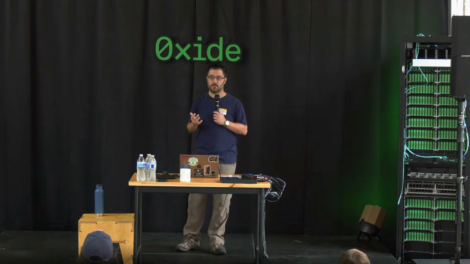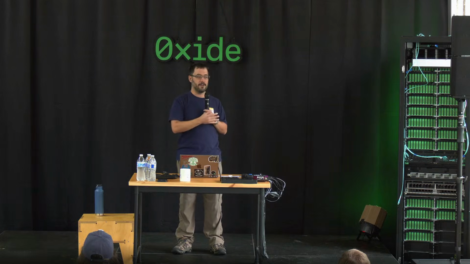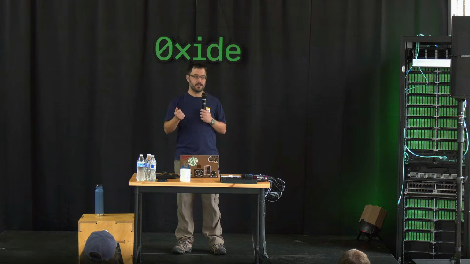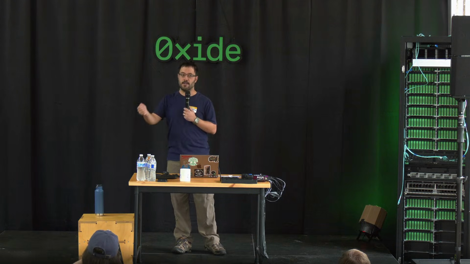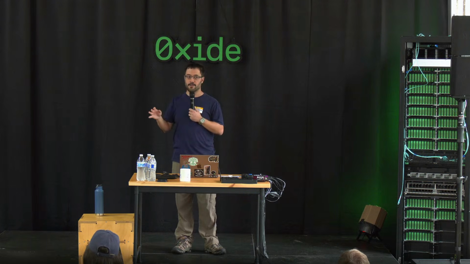So inventory is the process by which the control plane reaches out to all the things that it can find and just learns about what's there: what hardware is there, what sleds and switches are present in the rack, what software is running in each of those things in its SP, in its ROT, what host OS is it running, what control plane zones are running.